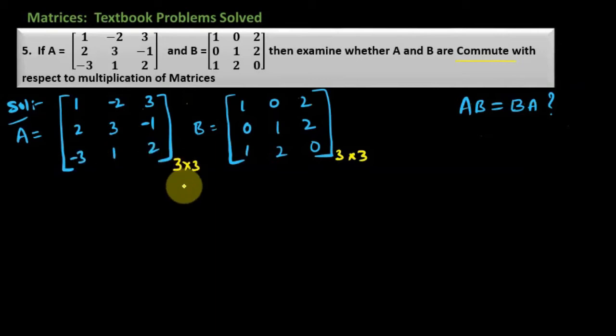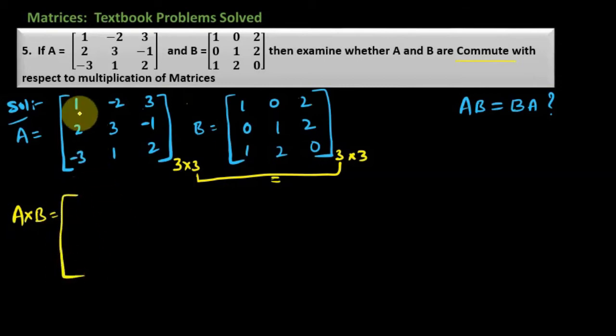So first of all, to do multiplication we should check the order. See here, the first matrix's column should be equal to the second matrix's row, right? Then only is it applicable to do matrix multiplication. If you observe here, 3 is equal to 3, therefore yes, we can do multiplication on these matrices. So first we will find AB, so A into B, right? So see here, how we will do that?